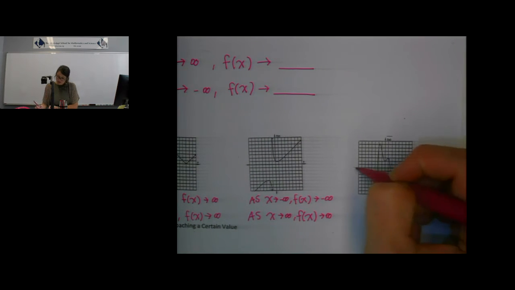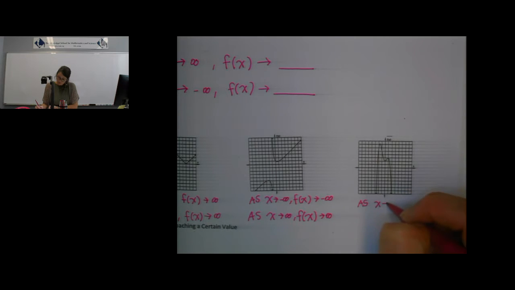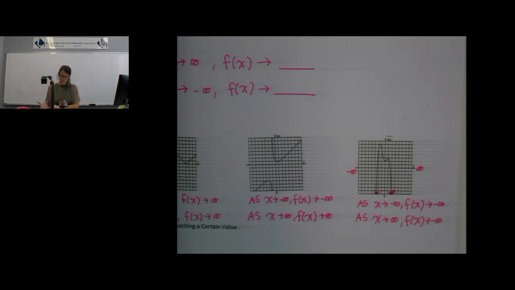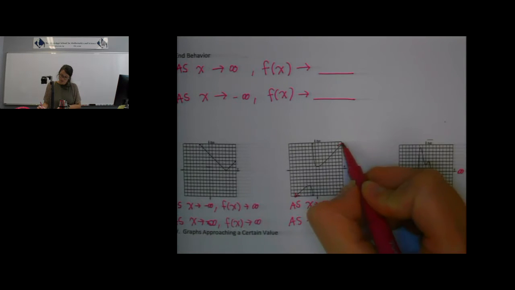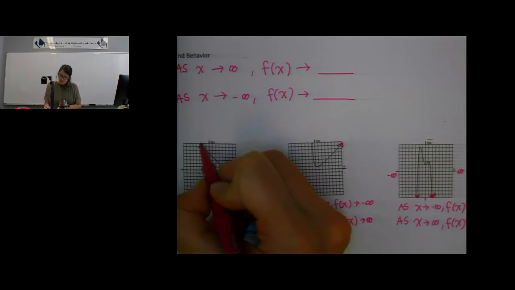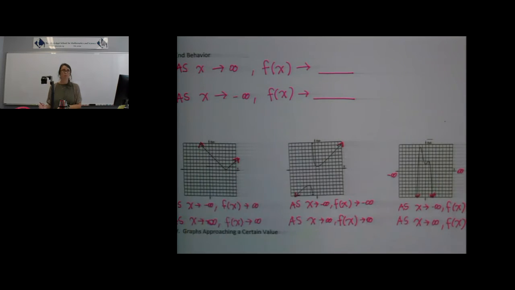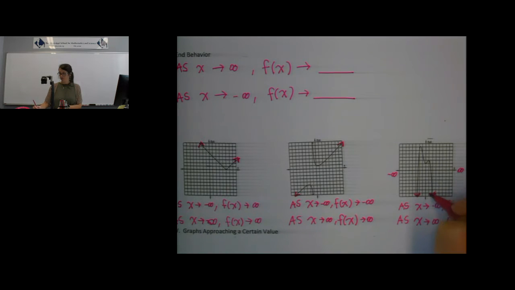Okay, here as x approaches negative, so remember this is your negative direction, then here's my graph, it's continuing to go in the negative f direction. So f of x is going in the negative infinity direction. As x approaches positive infinity, here's my positive, I'm still going in the same direction. So f of x is also approaching negative infinity. Okay, so if you look at this one, these end behaviors are going in the opposite direction here, and these are going in the same direction here.